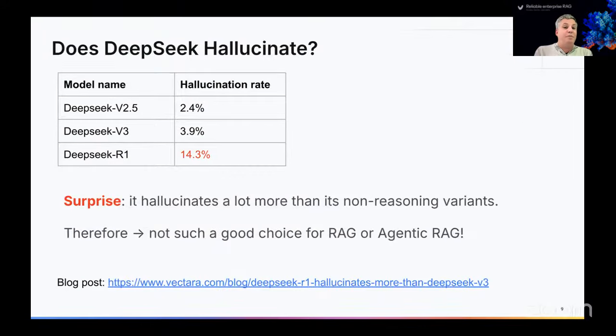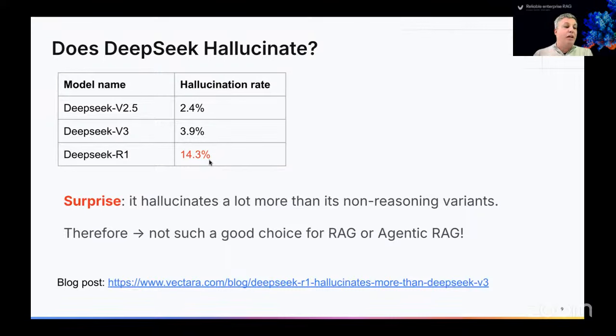So does DeepSeek hallucinate? Well, that was our big surprise. We added DeepSeek R1 about a week, or a week and a half ago, to the HHEM leaderboard. And to our surprise, it hallucinates a lot more than the other DeepSeek models, V3 and V2.5, which are non-reasoning models. They're not trying to do reasoning. That's a big hallucination rate, 14% of the cases.